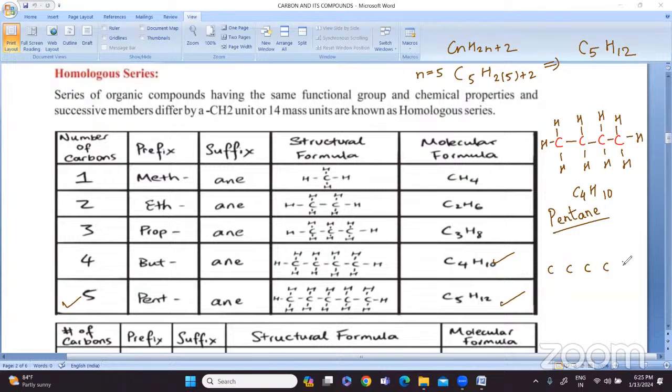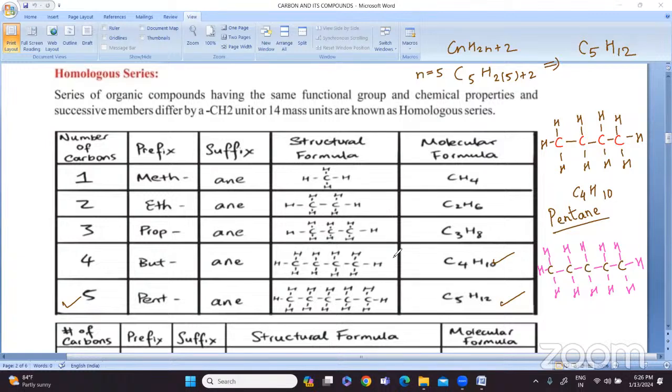Okay. So we'll write the structural formula. Pentane means 5 carbon atoms. Now I'll arrange the hydrogens. So 1 hydrogen, 2, 3, 4, 5, 6, 7, 8, 9, 10, 11, and 12. Okay, so this is the structure of pentane. I hope this is clear.